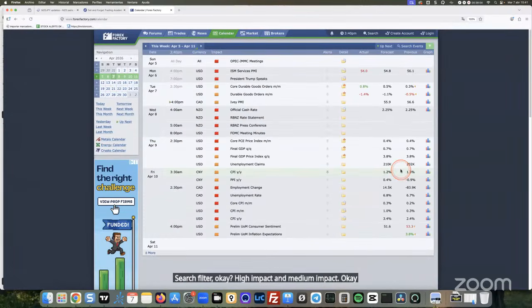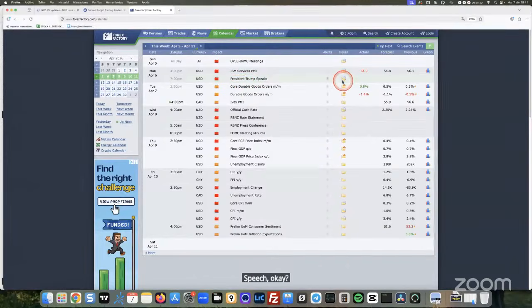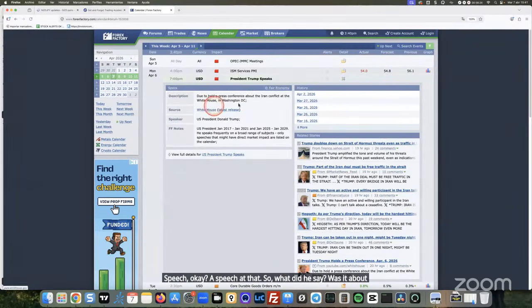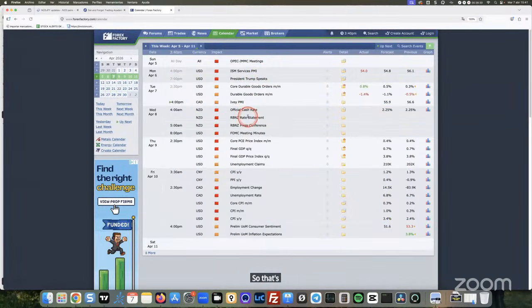So today, which day is it today? The 7th, I think, Tuesday. There is nothing of high impact. Yesterday, Mr. Clown Trump gave a speech. So what did he say? It was due to hold a press conference about the Iran conflict. Well, he's always talking about that. So what happened? Well, you already know.